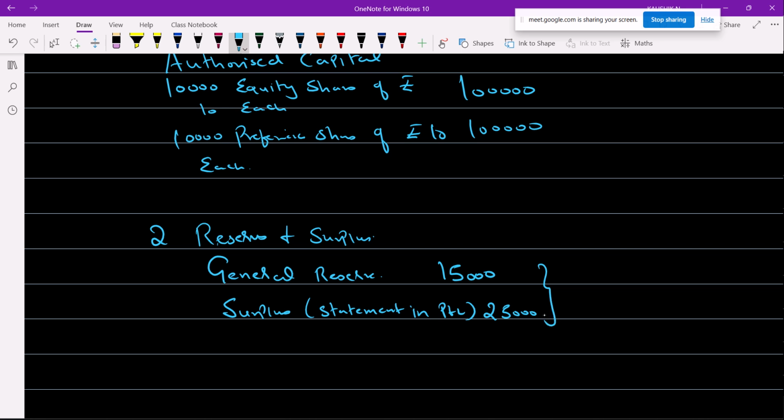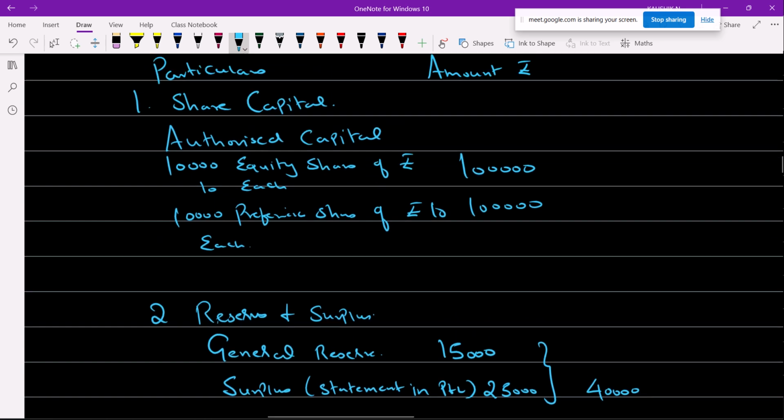Now, both these values give you how much net value? The total of this will be 40. Is it 40 or not? When I club the value of general reserve and surplus, 15,000 and 25,000, it will give me 40,000 rupees. Am I right? Yes, sir.